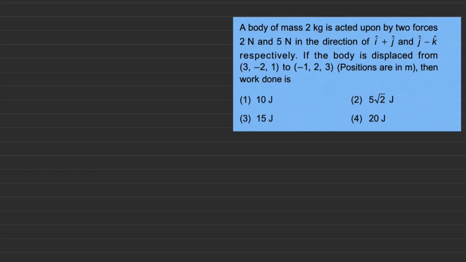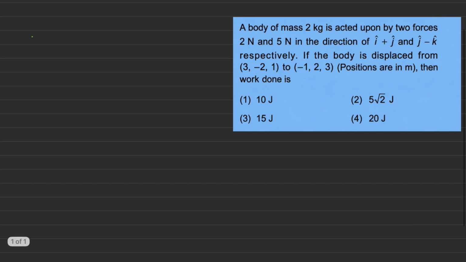Let's go with this question. In this question, they are saying a body of mass 2 kg is acted upon by two forces, 2 Newton and 5 Newton in the direction, and they have given the direction. If a body is displaced from (3, -2, 1) to (-1, 2, 3), position in meters, then work done is. Okay. So let us see how those forces are acting over there.